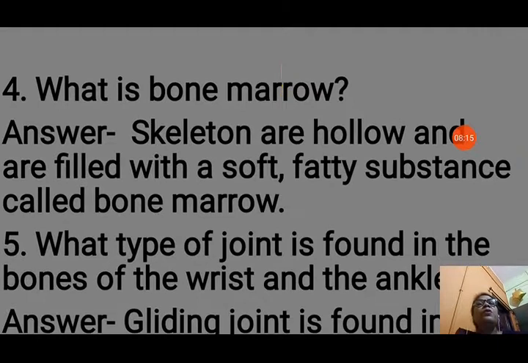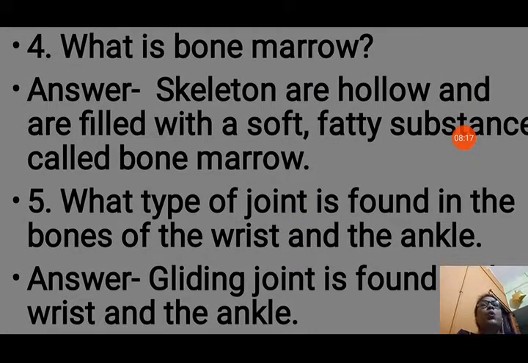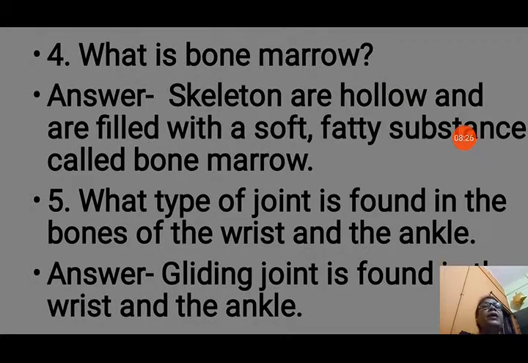Now next, question number 4: what is bone marrow? We know that our bones are hollow and are filled with a soft substance called bone marrow. In this bone marrow, red blood cells are made. So it is also very important for the formation of blood cells in our body.